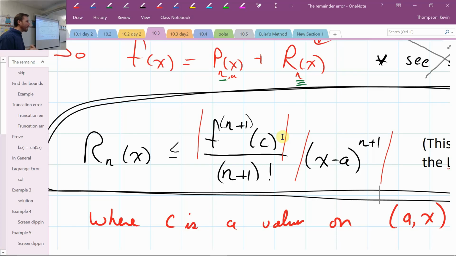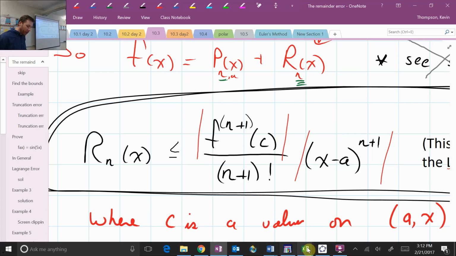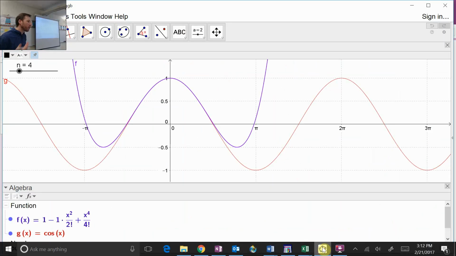So, making it as large as possible. So we have this derivative. Now, if you notice, for this problem, I haven't really defined an interval. Okay? So what if my interval is from negative pi to pi? Okay? So that's the interval I want to define my error for right now, negative pi to pi.